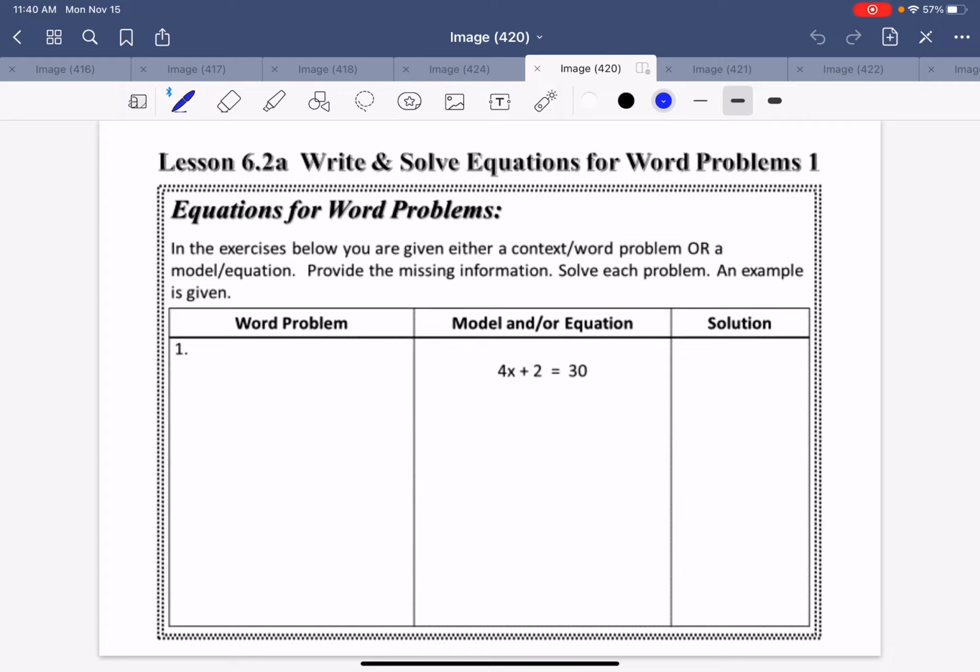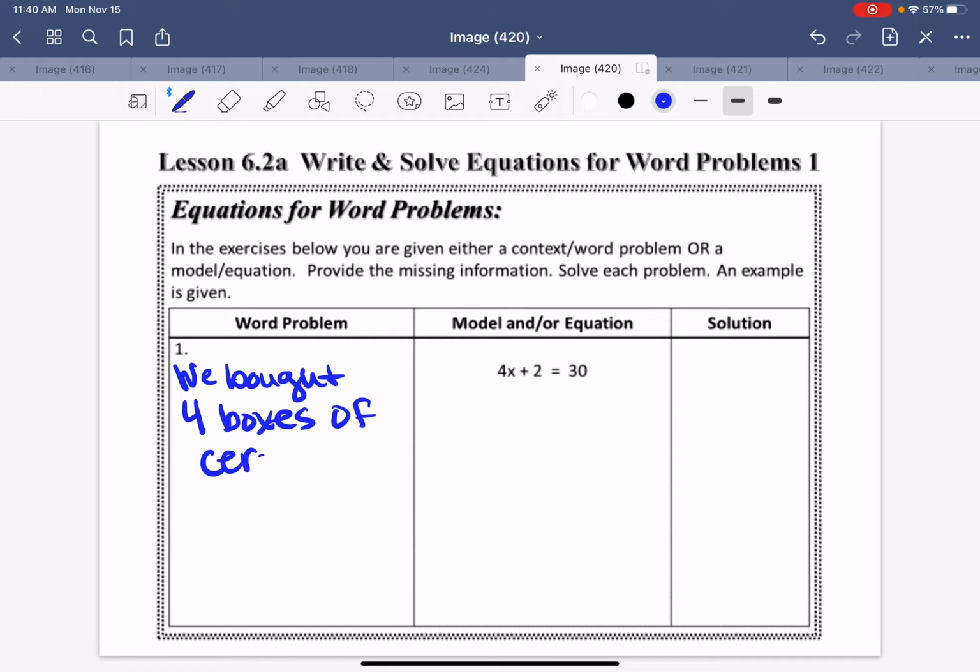So we could maybe say that we could say we bought 4 boxes of cereal and plus a gallon of milk, for $2.